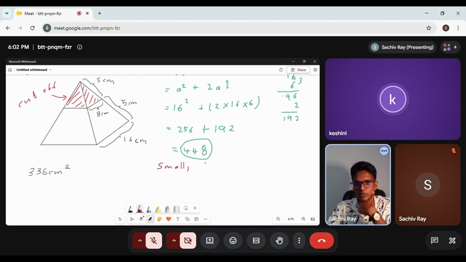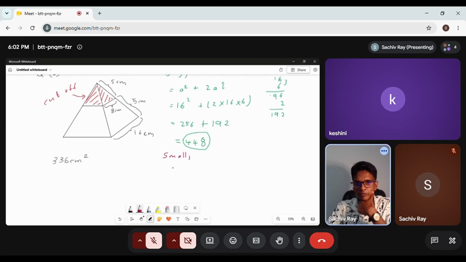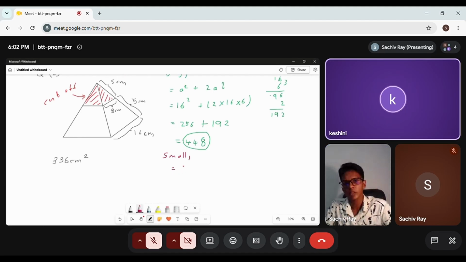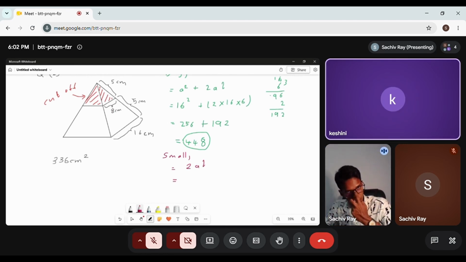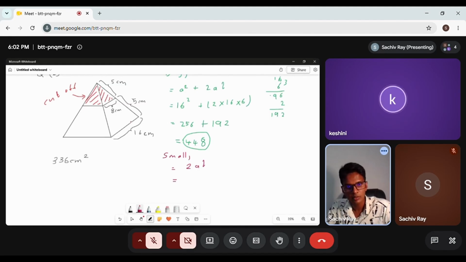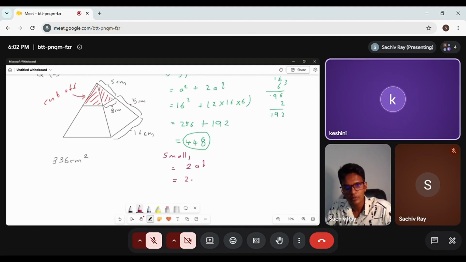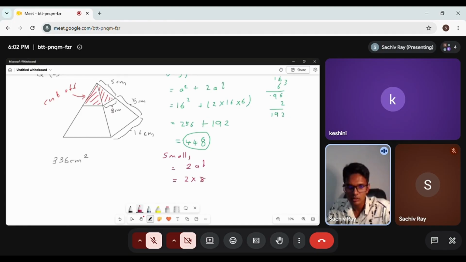Imagine it's sort of made out of paper. So we have to remove this base part and just write 2AL. What would be the perpendicular height of this triangle? 3. Yeah, 4, 3, 4, 5. The base will be 8 times 3.